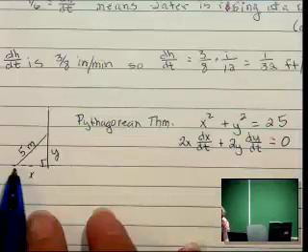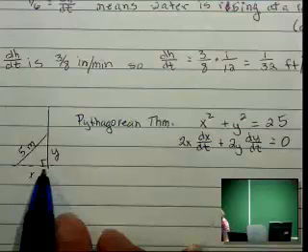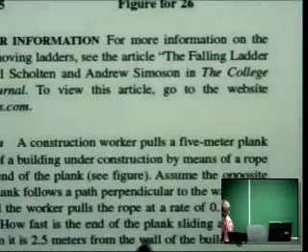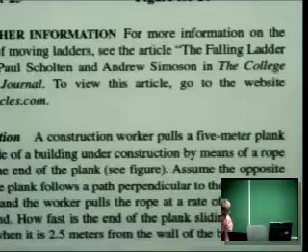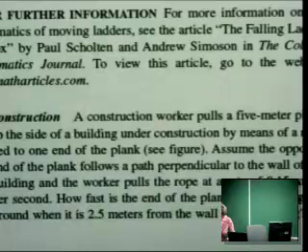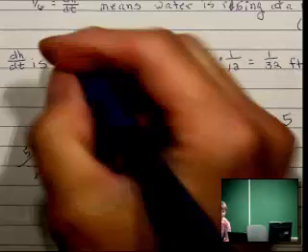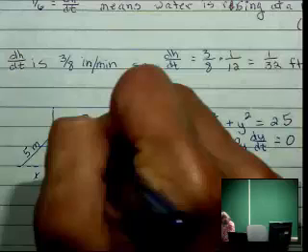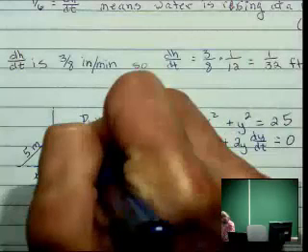And the worker pulls the rope at a rate of 0.15 meters per second. Is that the dx over dt or the dy over dt? dy. The rope is on this end of the ladder, pulling it up. So that's dy over dt is 0.15 meters per second.